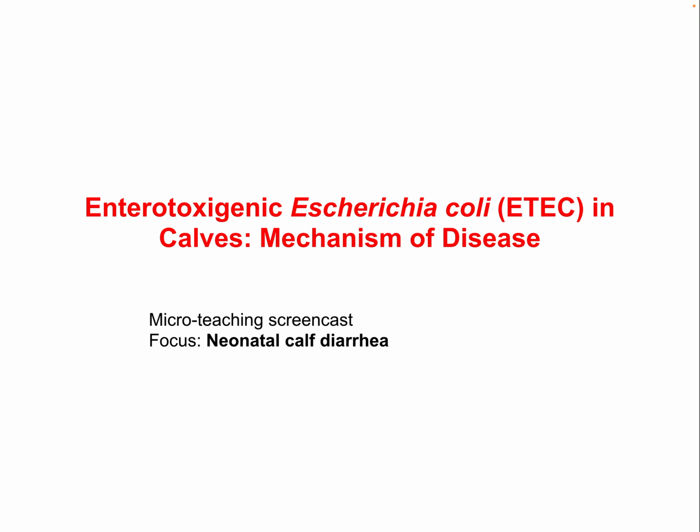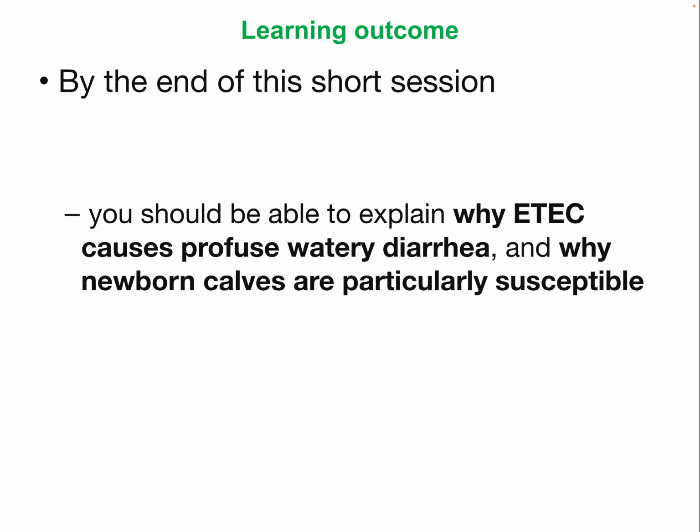In this micro-teaching session, I will focus on enterotoxigenic Escherichia coli, commonly known as ETEC, as a cause of neonatal calf diarrhea. Although diarrhea in cows has many causes, today I will focus on one specific pathotype and explain how it causes disease at the cellular level. By the end of this short session, you should be able to explain why ETEC causes profuse watery diarrhea and why newborn cows are particularly susceptible.